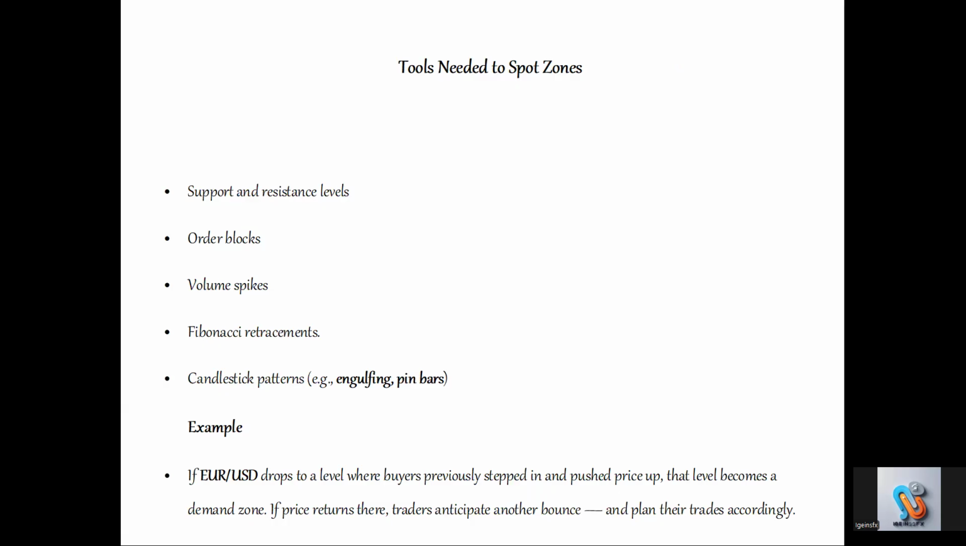All right? So you can use support and resistance to even spot all these zones. Because support and resistance are levels where buyers and sellers have already carried out activities. So if price is coming back to a resistance that is very strong, sellers will push that price down. And if price is coming back to a support level that is very strong, buyers will push the price up. But sometimes they break it.